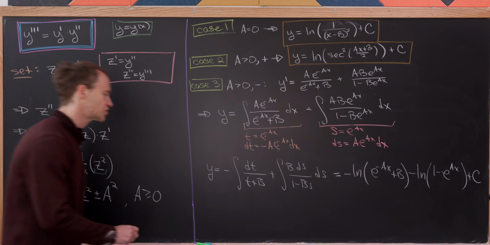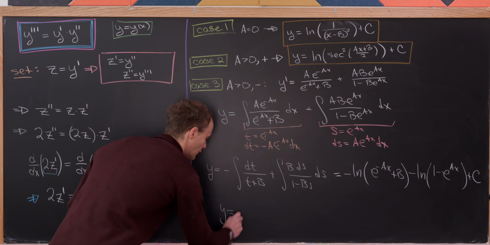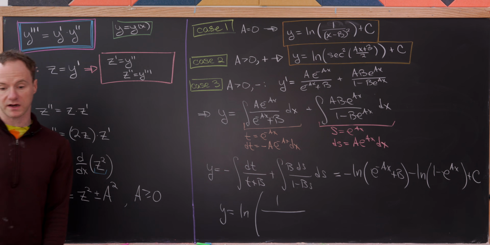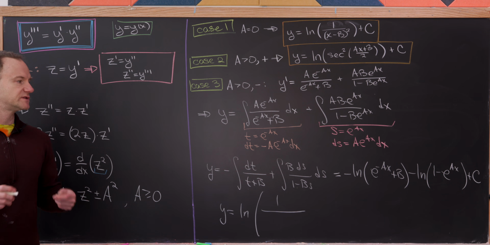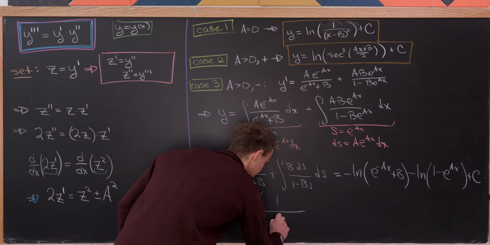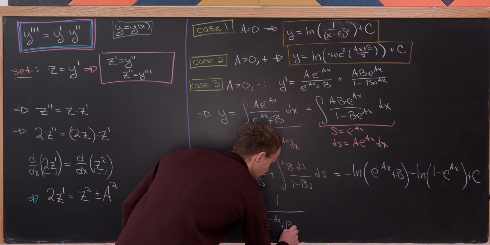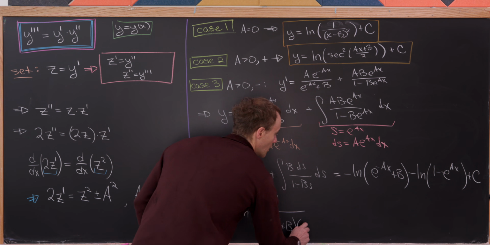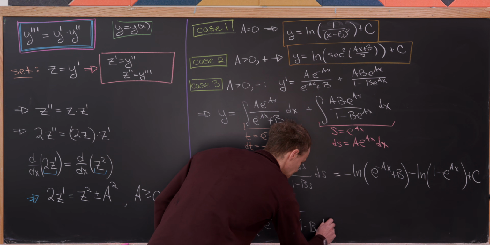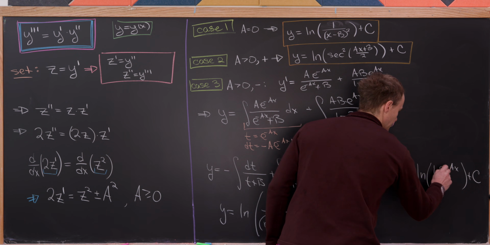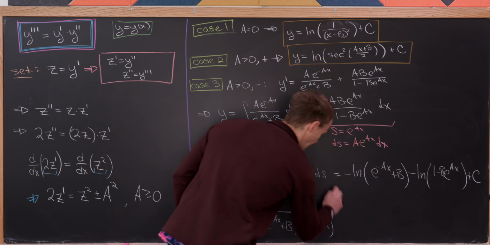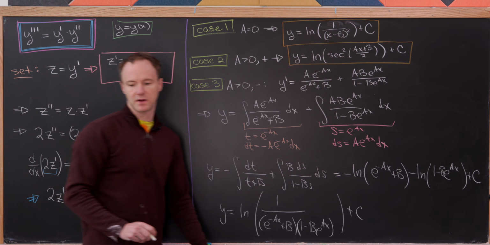But now we can push both of these together, and we'll finally get the natural log of 1 over their product. You know, we're using those minus signs to put them in the denominator. So we'll have e to the minus ax plus b over 1 minus b times e to the ax, where I just realized I forgot a b right there. Okay, and then we'll have our new plus some constant.